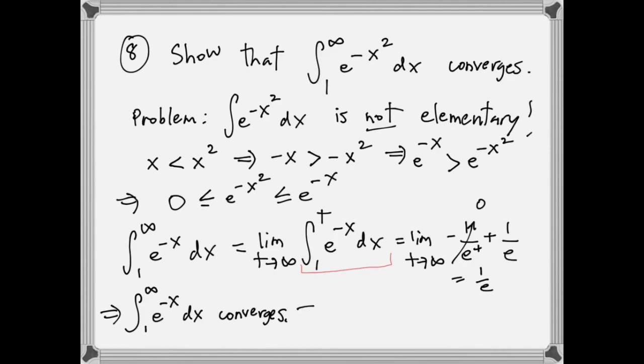So what does this mean? I can say that the smaller guy converges as well. So by the comparison test, this integral, e to the negative x squared dx, also converges.